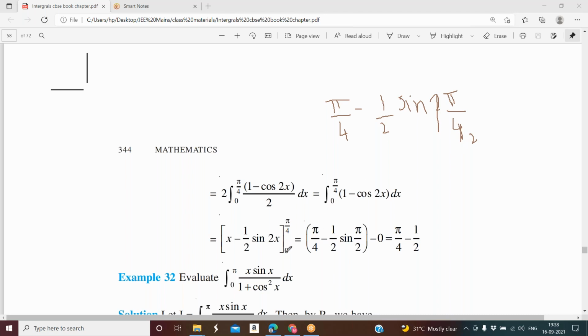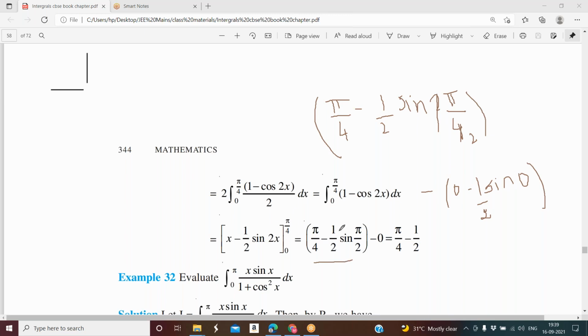In the upper limit. In the lower limit, if you substitute 0, since we have x here, this will become 0. Minus, what is the value of sine 0? Here if you substitute, you will get sine 0, right? Minus 1 by 2 sine 0. This is your upper limit minus this is your lower limit. Sine 0 is 0, so the entire term is 0 in the lower limit.